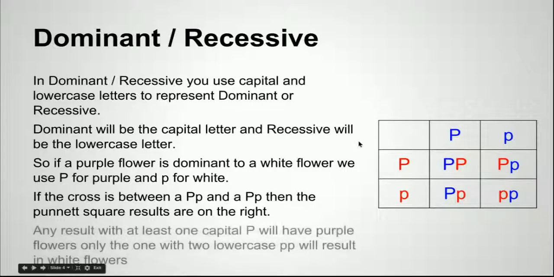So the results are that anything with a capital P is going to be the purple. So 3/4 are going to be purple. And then when we have two lowercase p's, that's the only instance where we're going to have the result of white flowers. So just the one box, or 25%, in a dominant recessive will be the white or recessive trait with this combination.